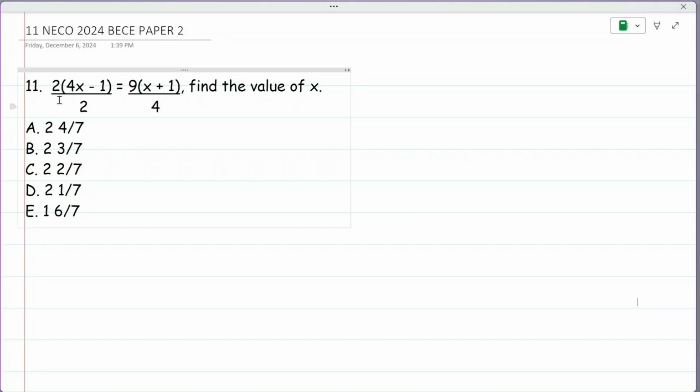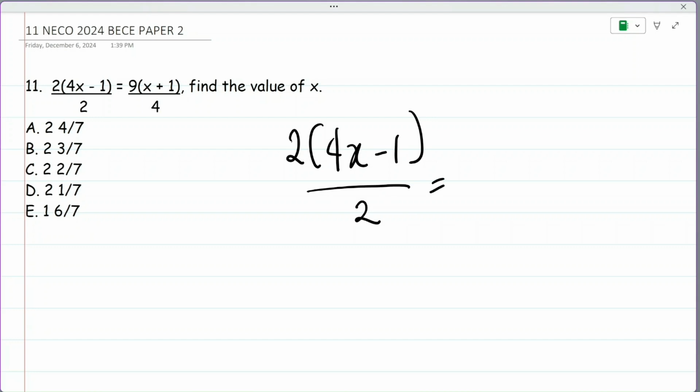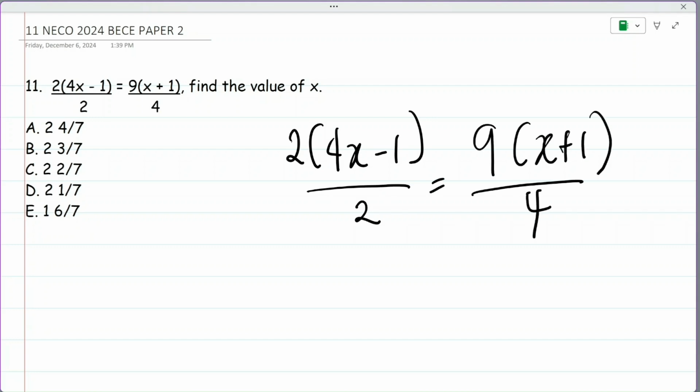Question 11. 2 into open bracket 4x minus 1 close bracket over 2 equals 9 into open bracket x plus 1 close bracket over 4. Find the value of x. This question is a very straight question. You can choose to cross multiply first to make these fractions plain, or you can open the bracket at the top, the numerators, this one and also this one. So let's start with opening the bracket so we can make our work easy.